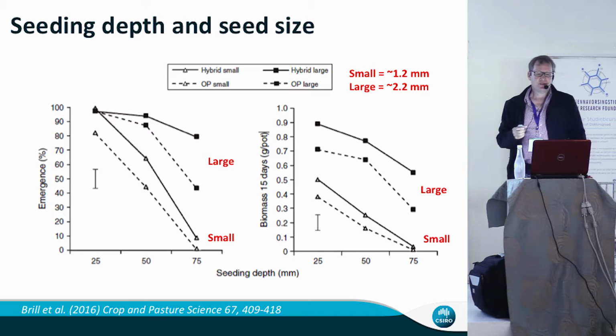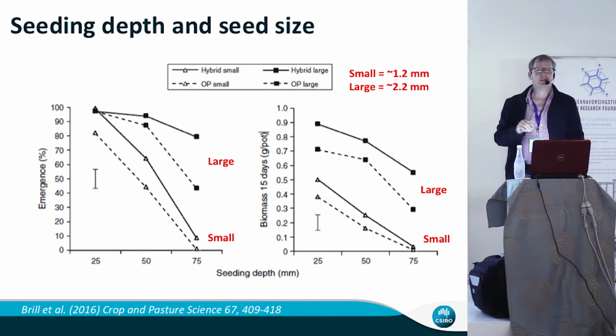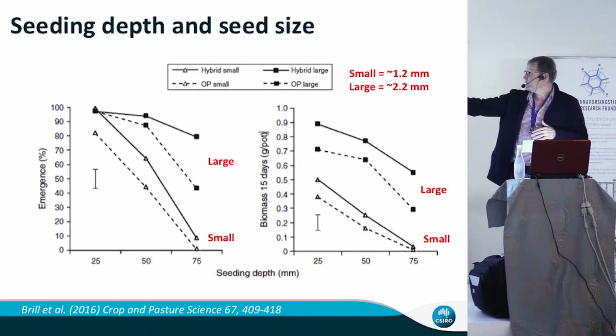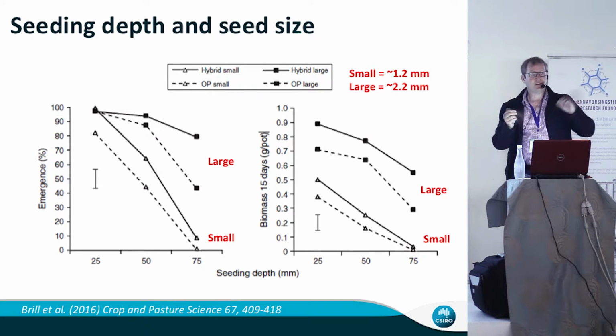And this is just to show the effect of seed size. On the left-hand side is a graph of emergence percentage. The 2 lines at the bottom are small seeds, around 1.2 millimetres in diameter, compared to the large seed, which is 2.2. And that's at 25 millimetre sowing depth, 50 millimetre and 75 millimetre again. So you can see that seed size is the biggest issue, whether it's hybrid or not.